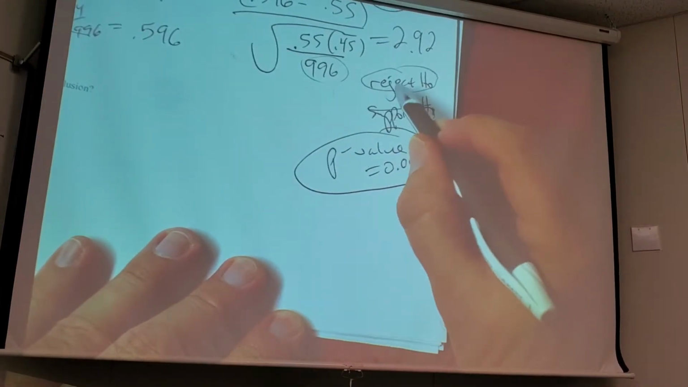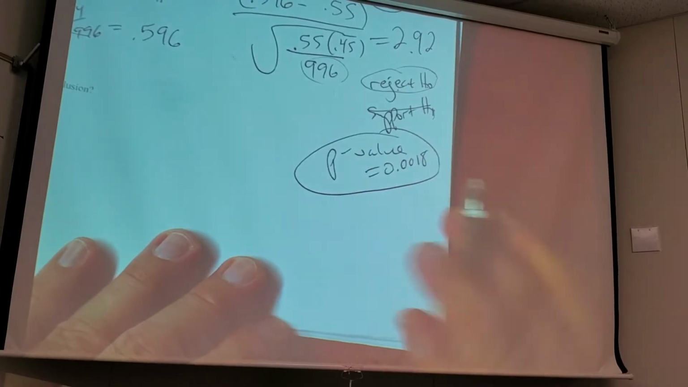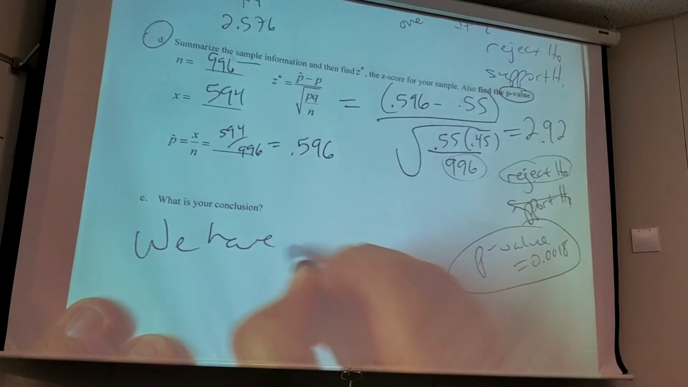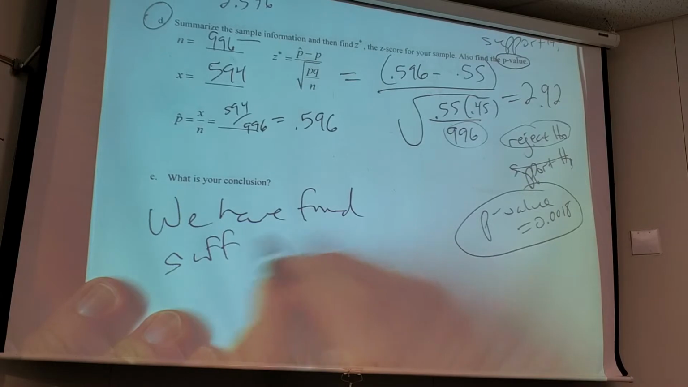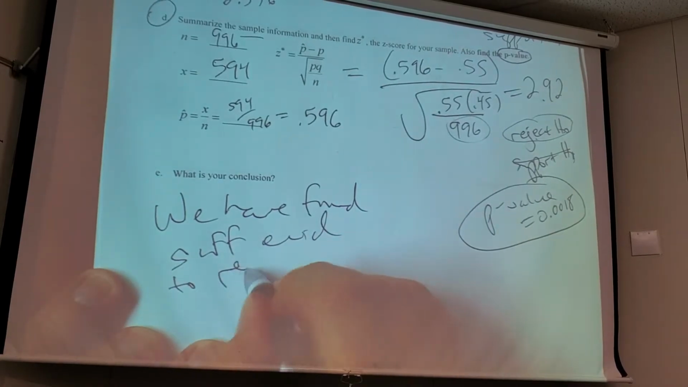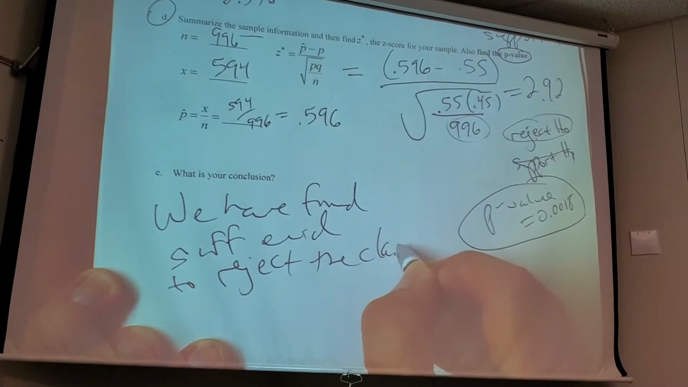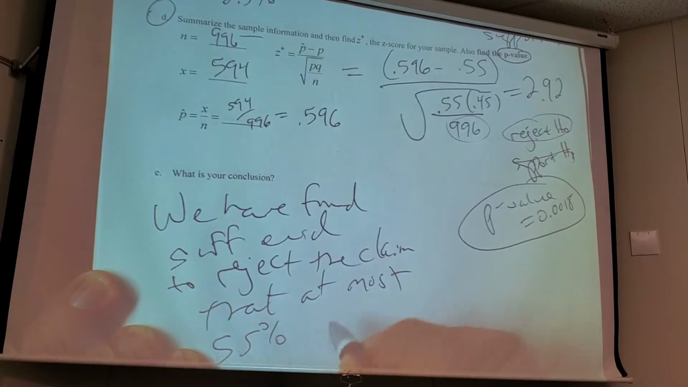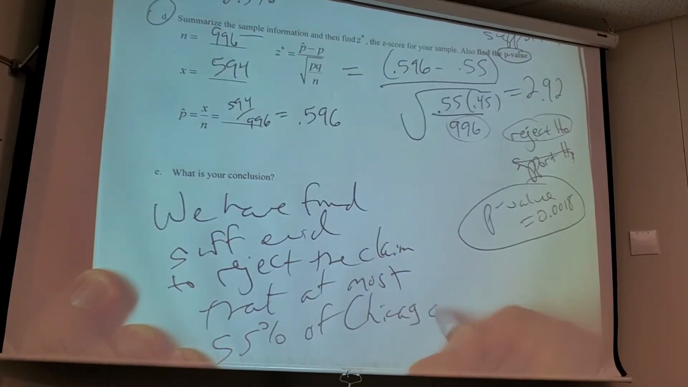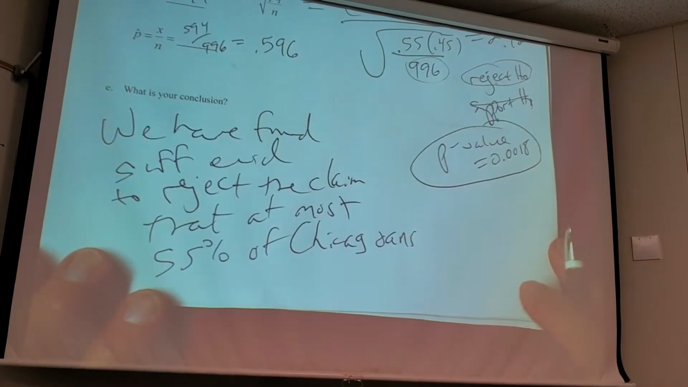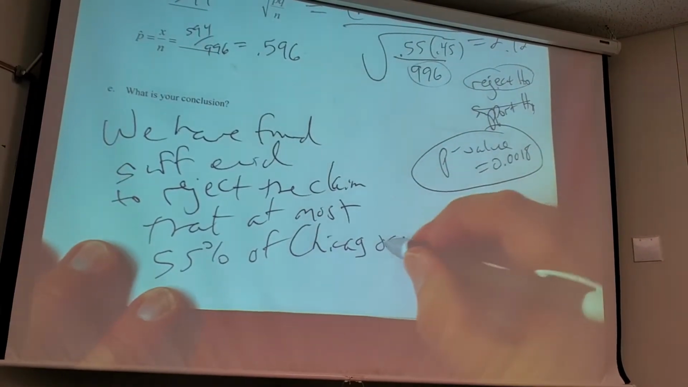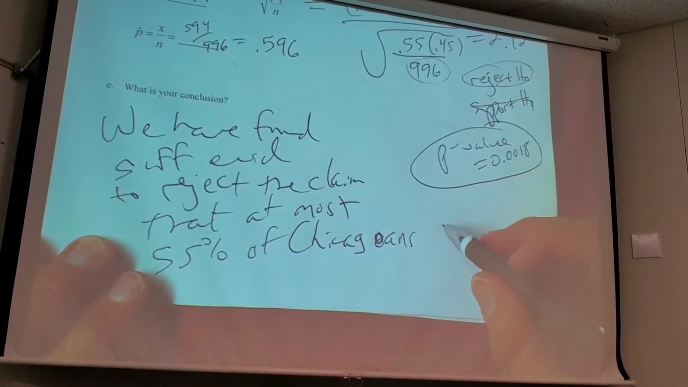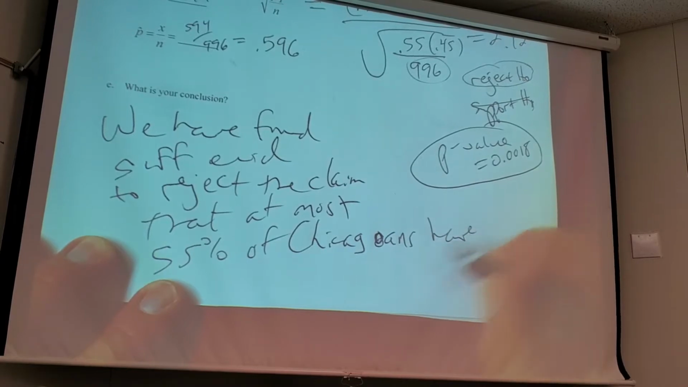Sufficient evidence to reject the claim. We have found sufficient evidence to reject the claim that at most 55% of Chicagoans, is that how you say it? It's not Chicagoites, that'd be a little weird, yes. Let me finish this out and then we'll come back. That at most 55% of Chicagoans have an unfavorable view.